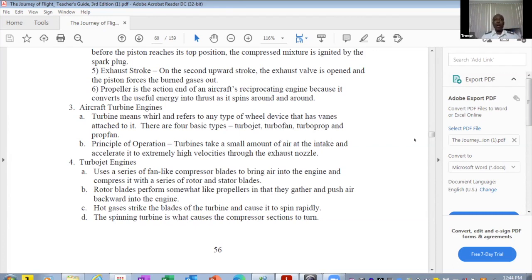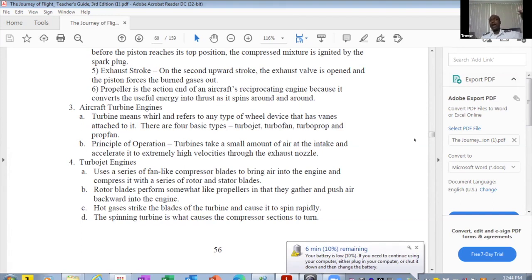And that is why jets fly at very high altitude and go at very fast speed, because the air is very dense. And because the air is very dense, it takes a small amount of air and produce a large thrust. Whereas the reciprocating engine, they can still fly high, I mean, up to 30,000 feet, depending on the top. But at a lower altitude, it takes a large amount of air to produce a small amount of thrust. So let's look at the turbine engine.